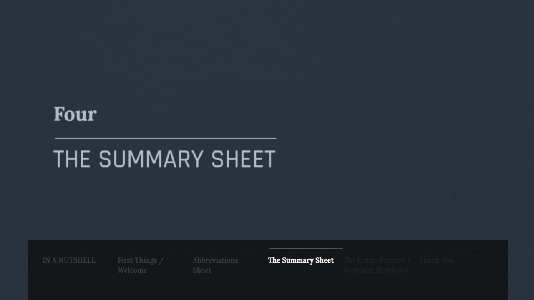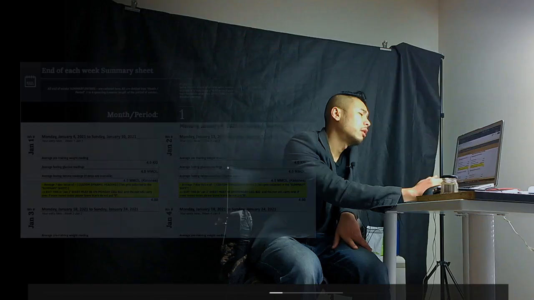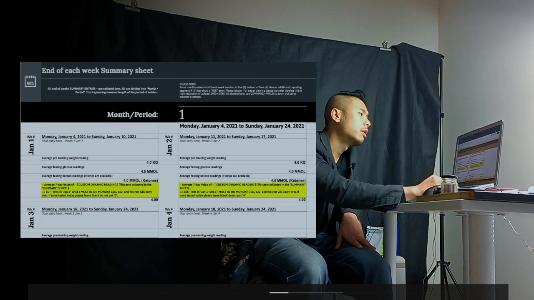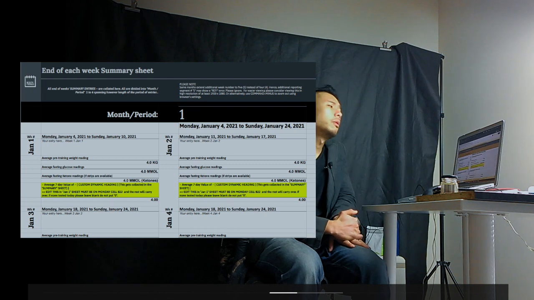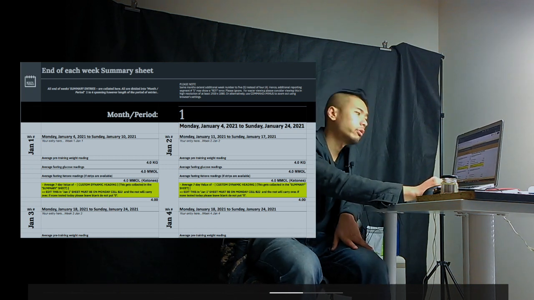The summary sheet, as one may expect, allows us a bird's eye view, or overall snapshot, of what we have journaled and inputted thus far. Reporting and self-inquiring period for month or period number 1, which in this case is running from Monday, January the 4th, 2021, all the way to Sunday, January the 24th, 2021.